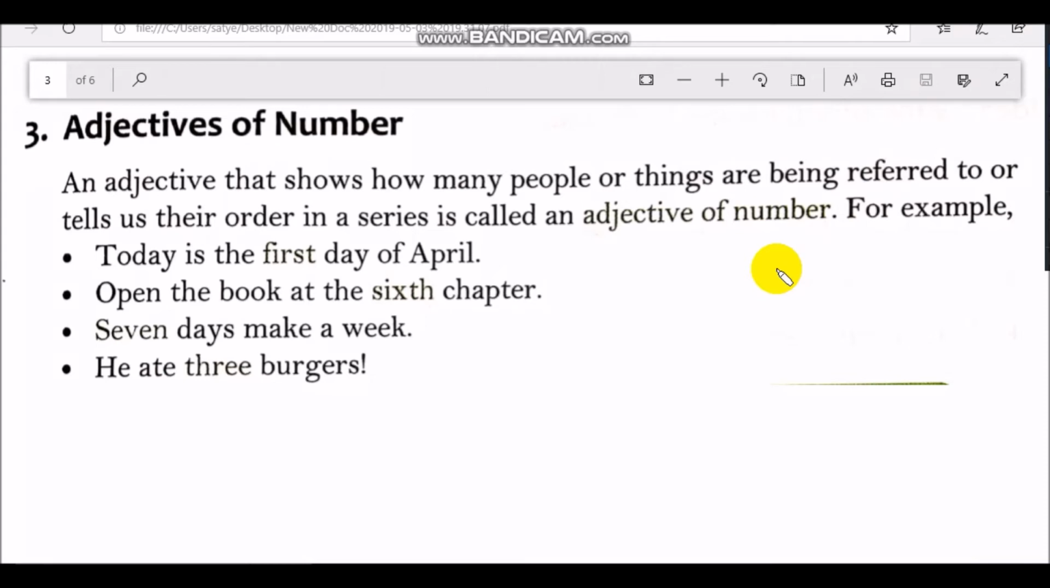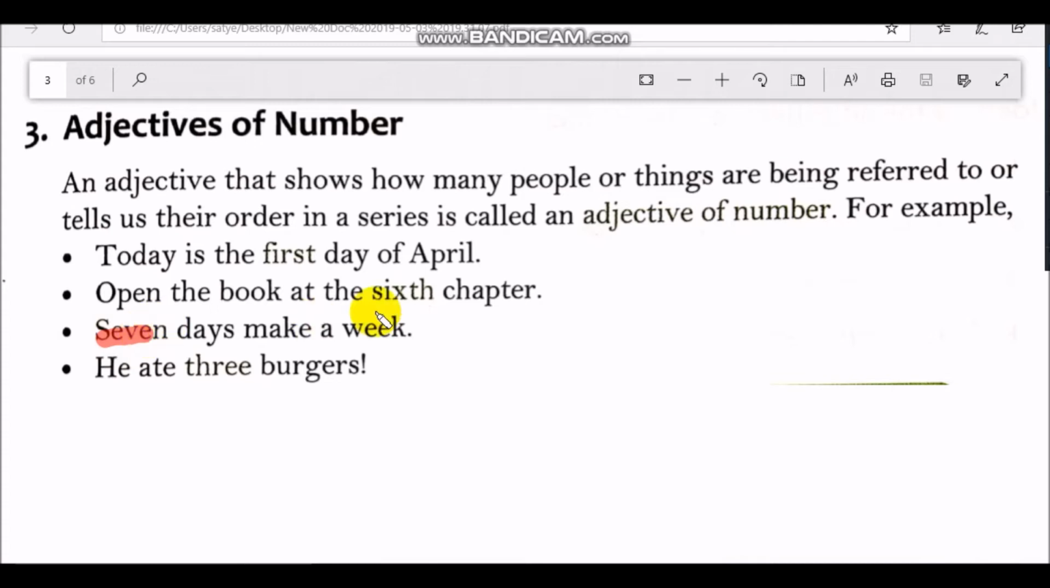For example, I stood first in the class. That is ordinal because I am talking about first. But if I say 7 days make a week, it is cardinal. So cardinals mean 1, 2, 3, 4 and ordinals mean first, second, third, fourth.